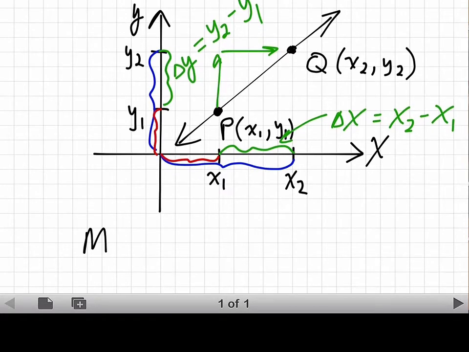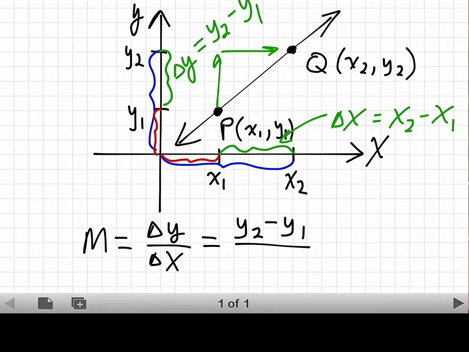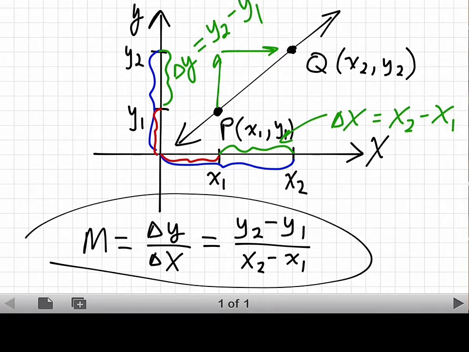The slope being the change in y over change in x, which I'm indicating triangle y over triangle x, or delta y over delta x, is the difference in the y coordinates, y2 minus y1, divided by the difference in the x coordinates, x2 minus x1, and this is our slope formula.